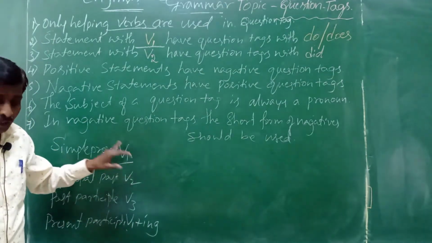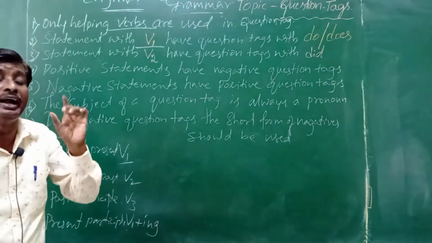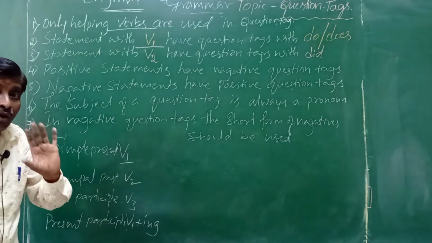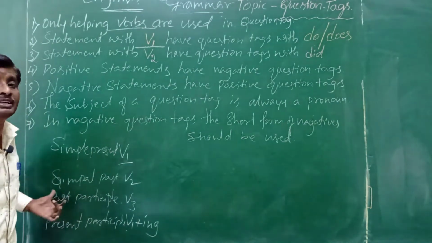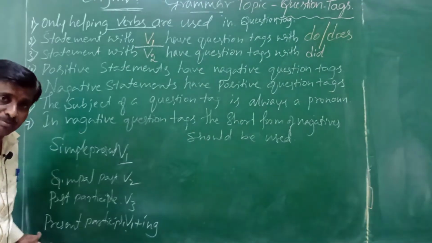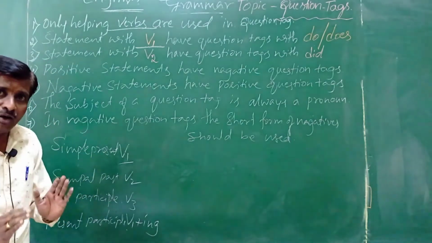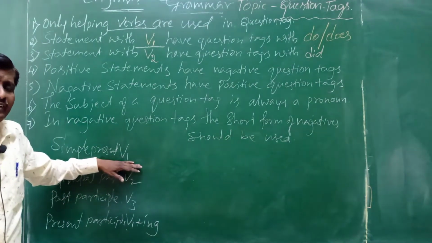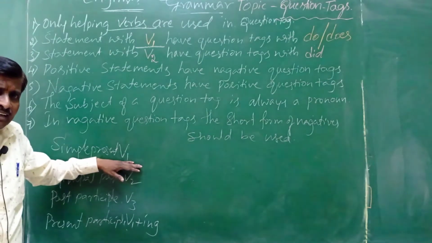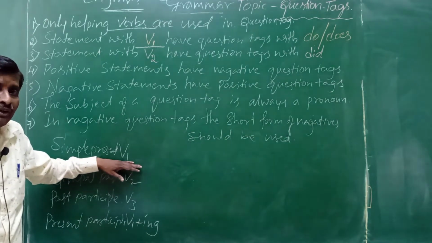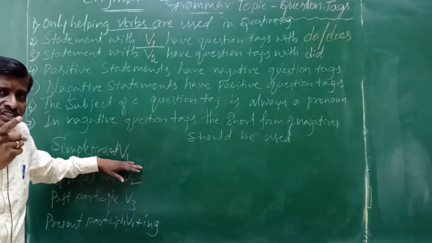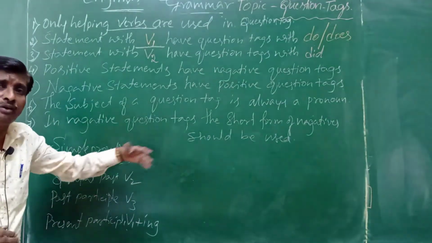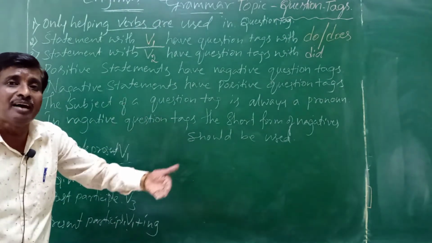Don't forget this one, children. I am going to use only this type of symbols, because I don't explain V1 means simple present, V2 means simple past, V3 means past participle, V1-ing means present participle, like this. Please confirm now and remember always this one. If I say V1, try to understand clearly: oh, V1 means simple present, V2 simple past, V3 past participle, V1-ing present participle. These are the symbols we have to use at the time of further grammar explanation.